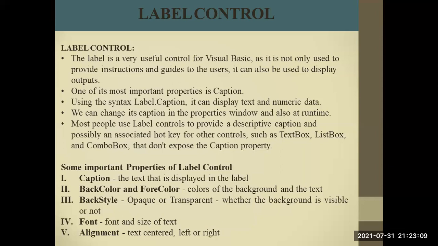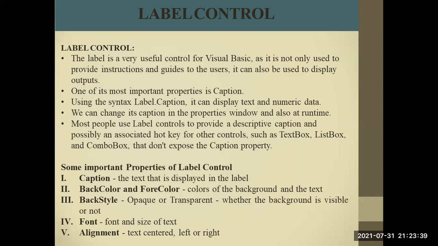The third property is back style. Basically it is transparent or not. Whatever text or caption you mentioned, whether you want to make it transparent or not, so we say whether the background is visible or not. The font and size of the text deals with what type of font we are using, what style of writing, and what is the size of the text that we are using.